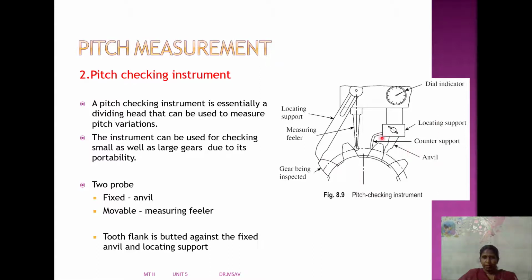Opposite to the anvil we have a counter support, that is connected to the dial indicator, and this portion is the gear being inspected, butted by means of the locating support. Now this tooth is ready for measuring by means of the measuring feeler. So this pitch checking process goes on by means of this probe. It starts from the pitch circle. This reading is passed on to the dial indicator. From that we can check the reading.